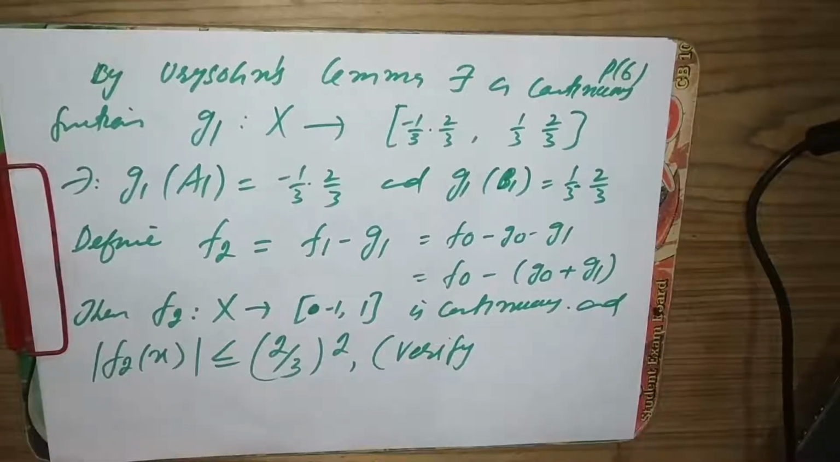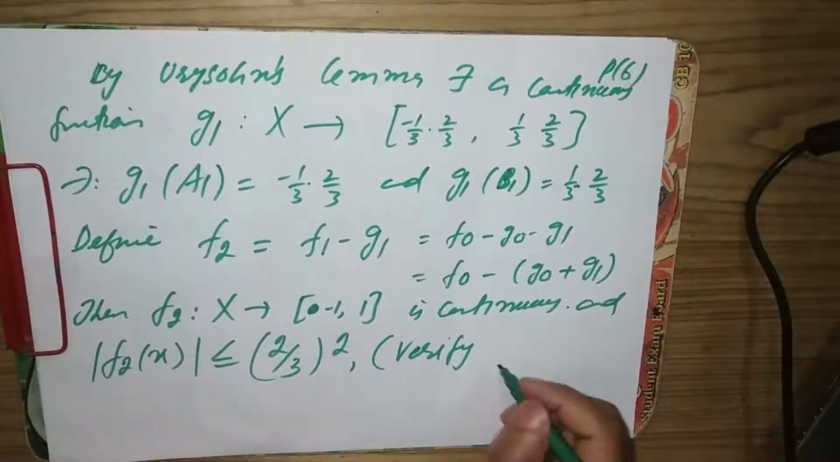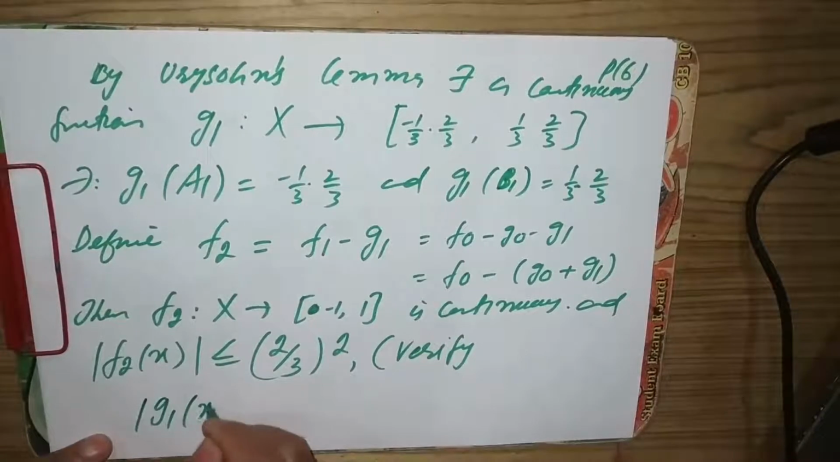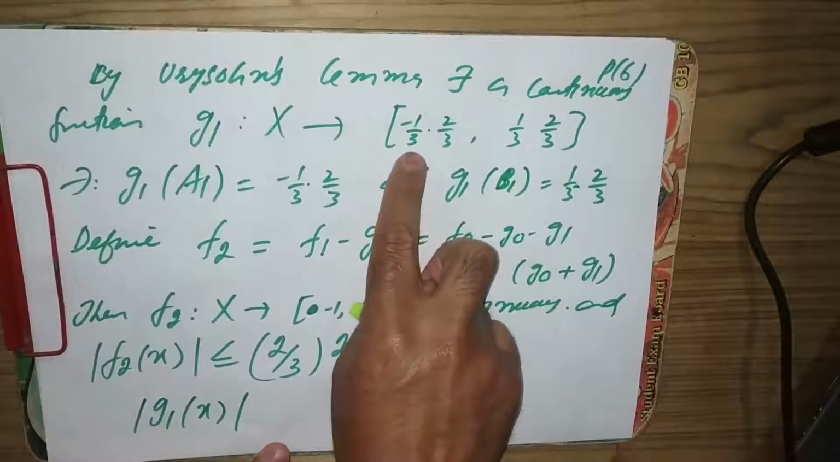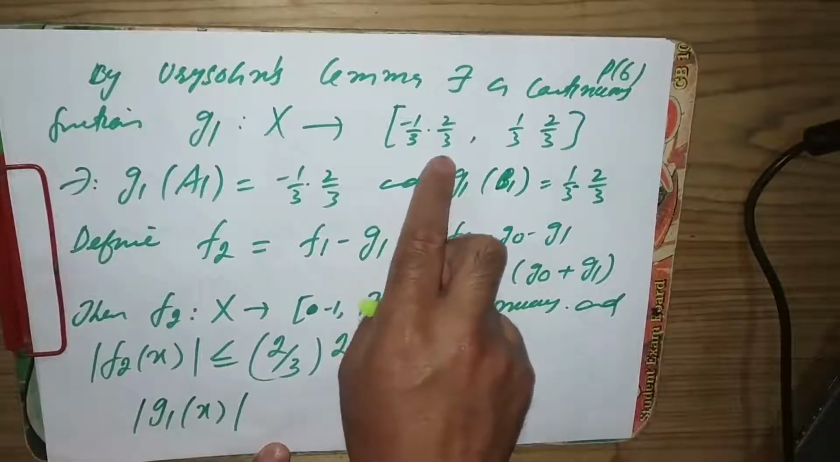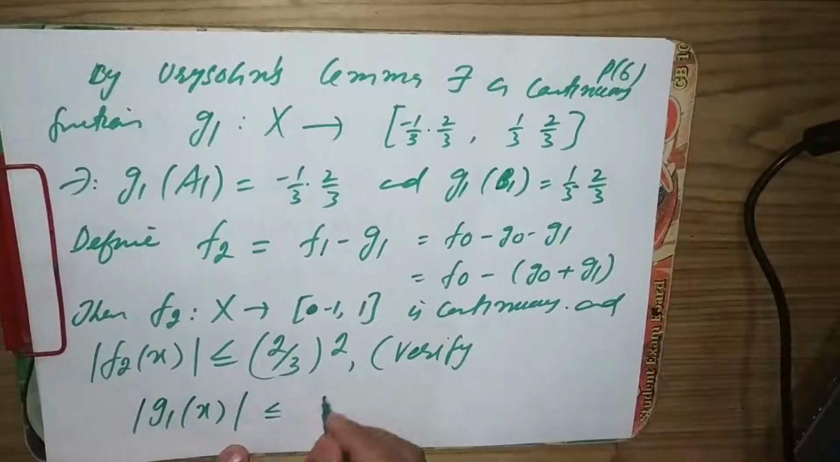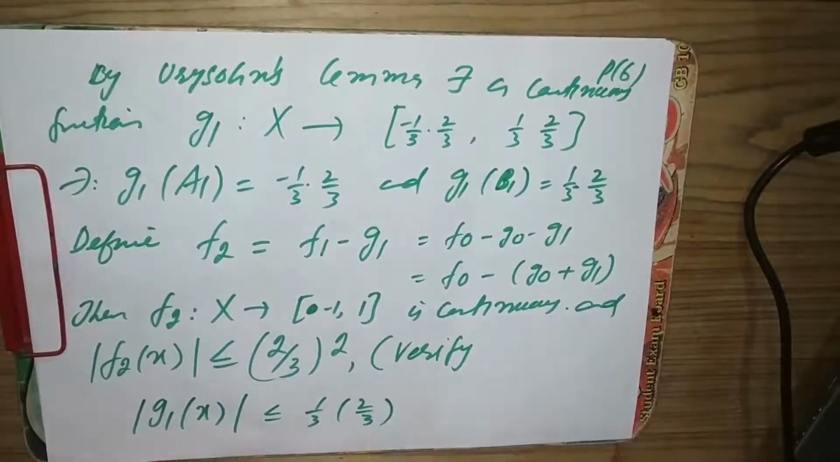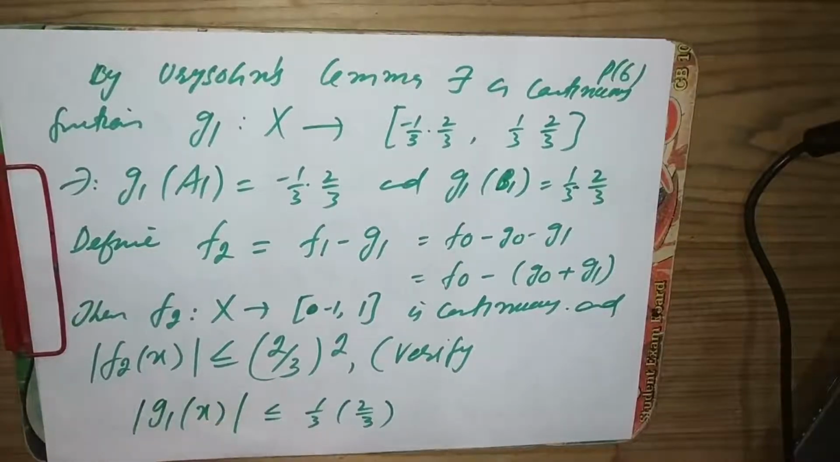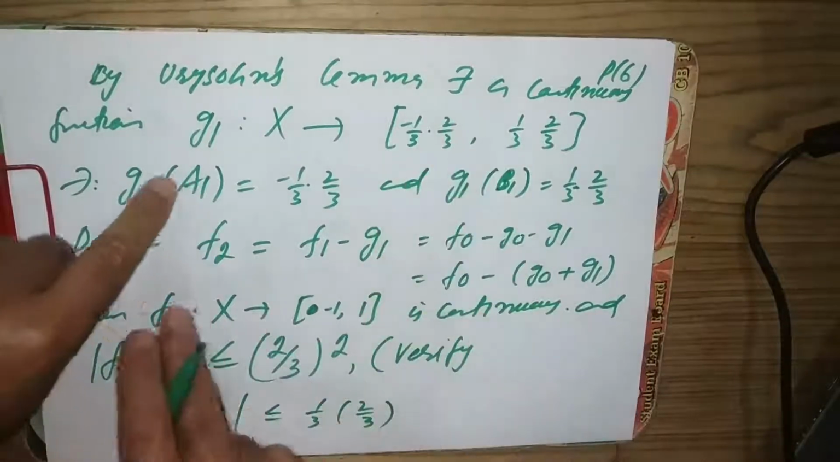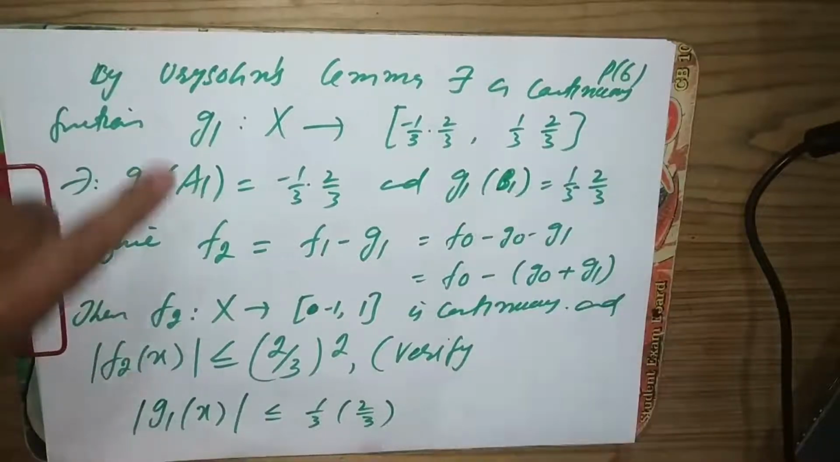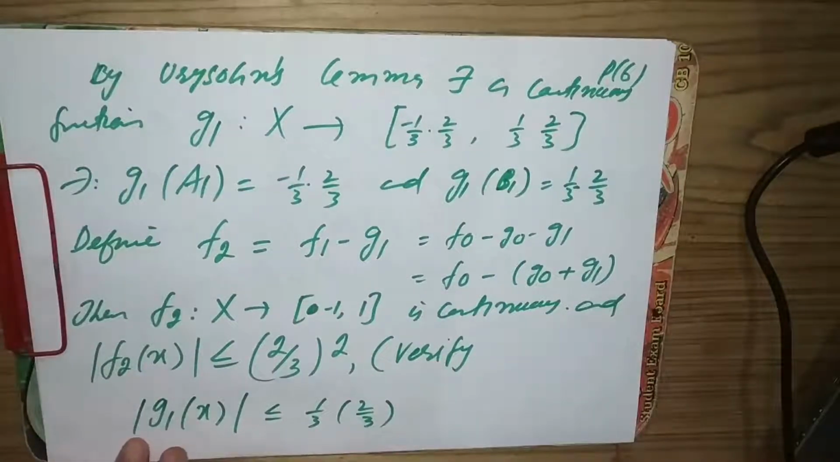And what's mod of g1(x)? Its values lie between minus 1 by 3 into 2 by 3 and 1 by 3 into 2 by 3, so it's less or equal to 1 by 3 into 2 by 3. The next step has 2 by 3 square. We choose a equal to minus 1 by 3 into 2 by 3 whole square for Urysohn's lemma, and b equal to 1 by 3 into 2 by 3 whole square. Then mod of g2(x) will be less or equal to 1 by 3 into 2 by 3 square.